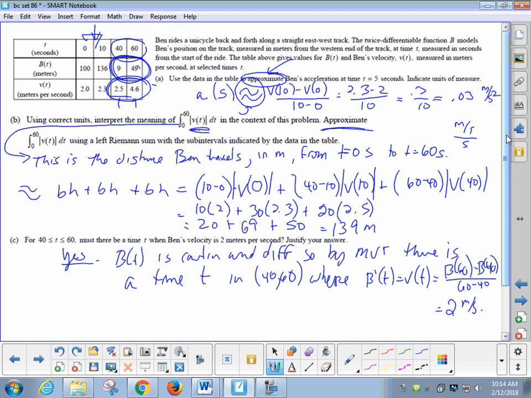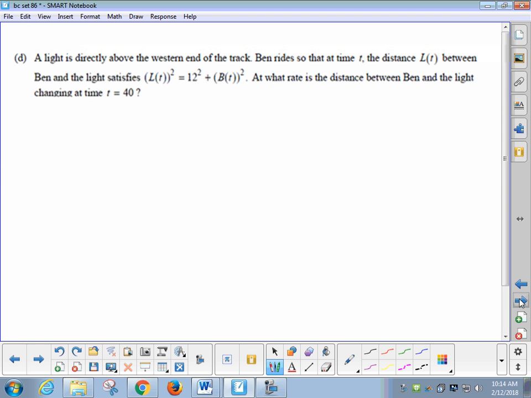The answer is yes. Okay, and the last one then is a part D that's meant to separate the good from the great. Related rates question, hard to get the 2 points here. Let's see how you did.